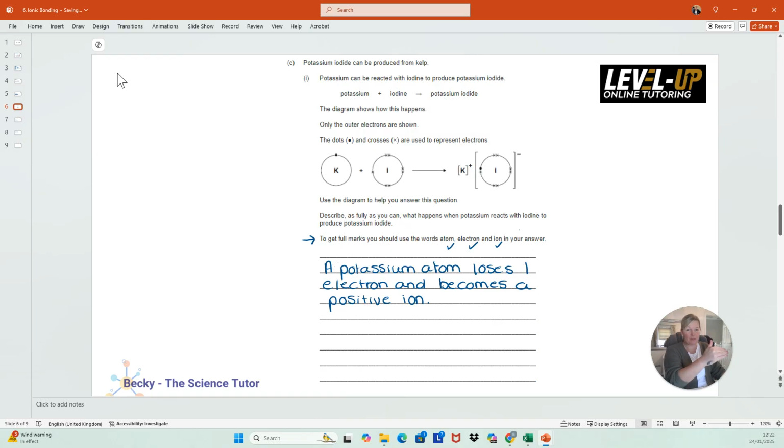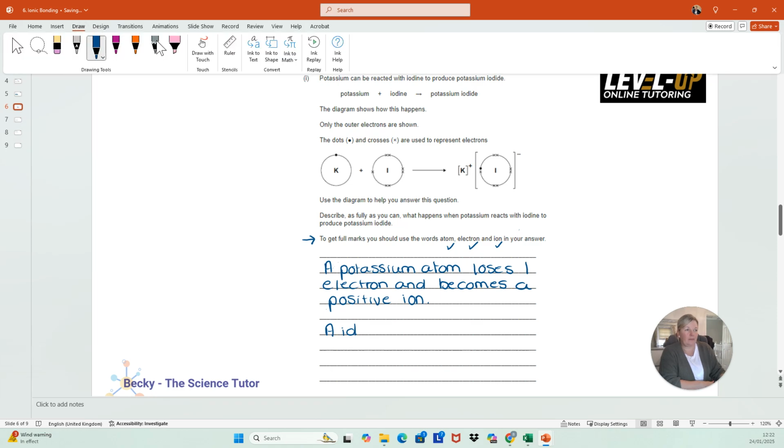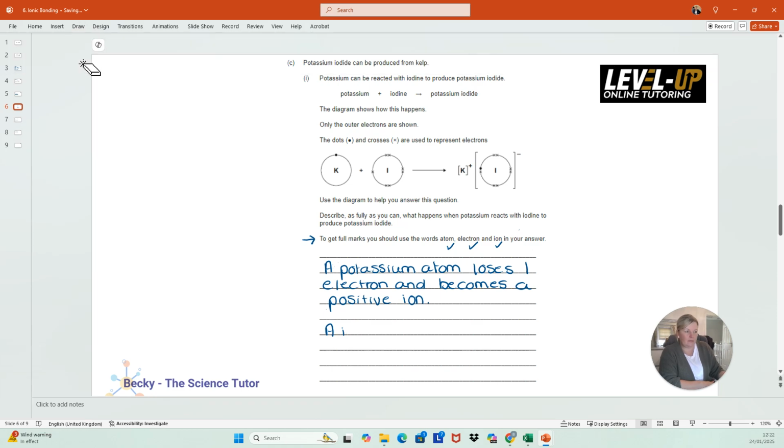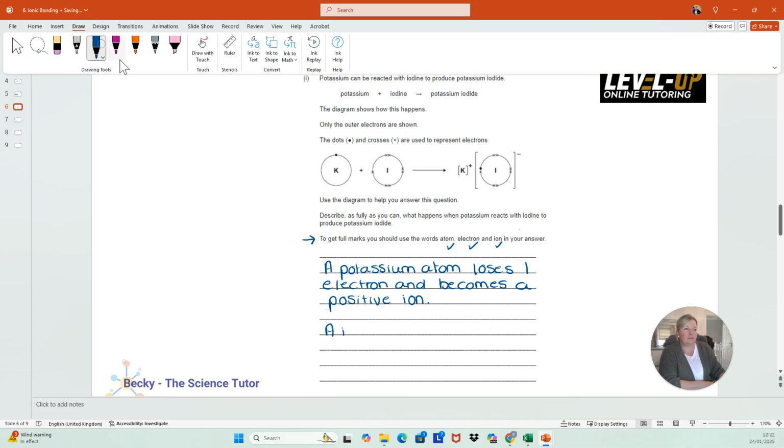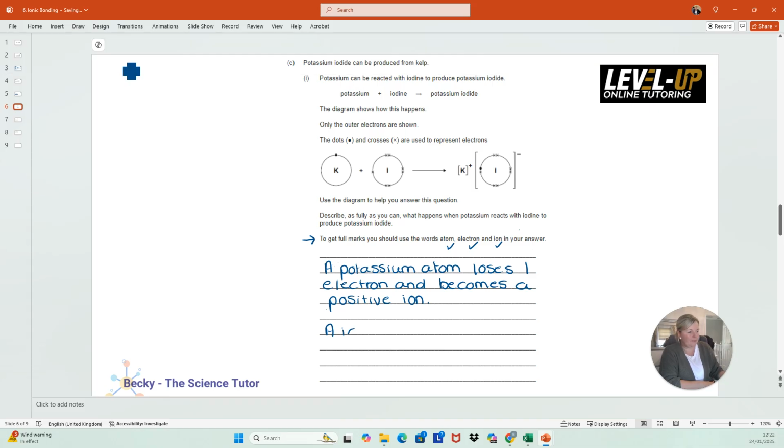So all I'm going to do is just repeat that for what is happening to iodine. So an iodine atom gains an electron and becomes a negative ion.